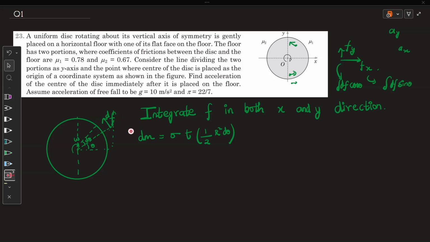Today we are going to solve a set of four problems from rotational dynamics, taken from Pathfinder. These problems are good enough for a student to attempt JEE. Okay, let's go to question number one.